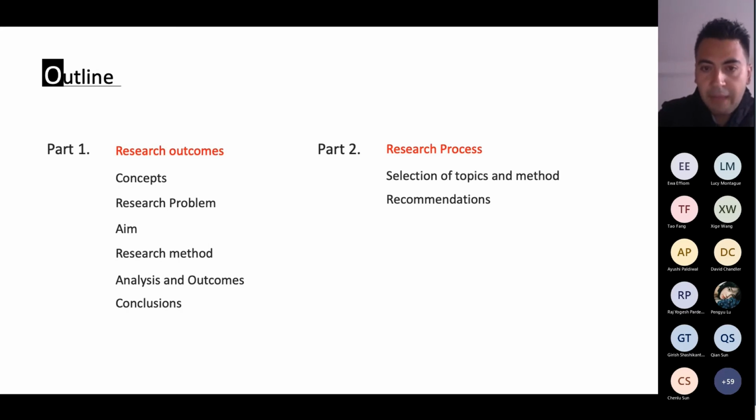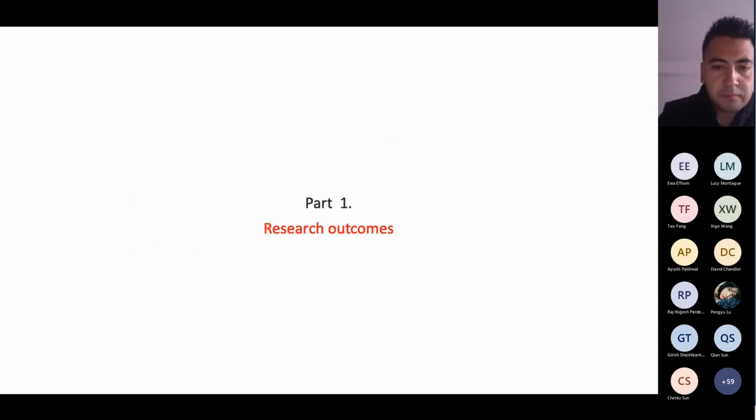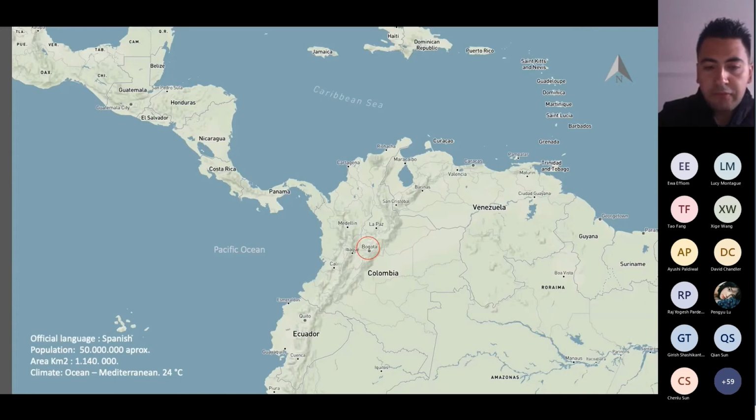Let's start with the first part, but before explaining the research, I will briefly provide you the geographic context where my research takes place. It is in Colombia. Colombia is located on the South American continent. Basically, Colombia is the main entrance to all connections that we have on the continent with other parts of the world, such as the United States and Europe.